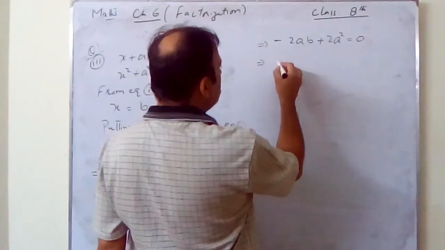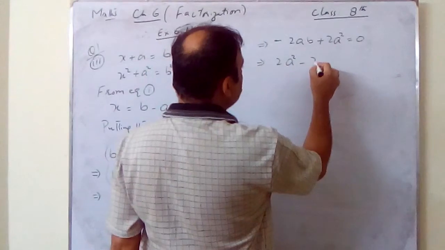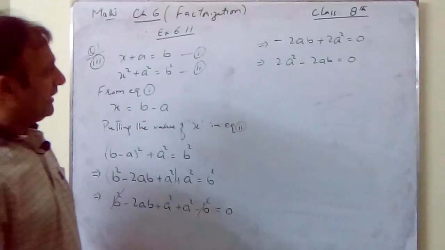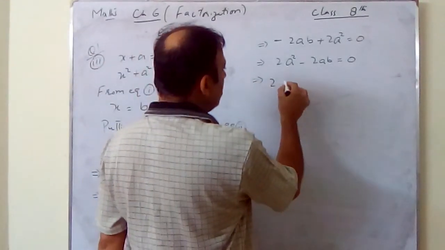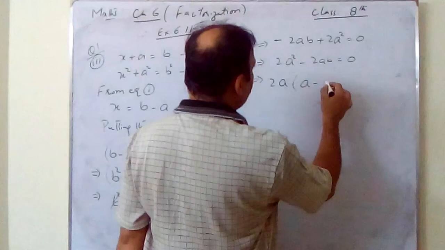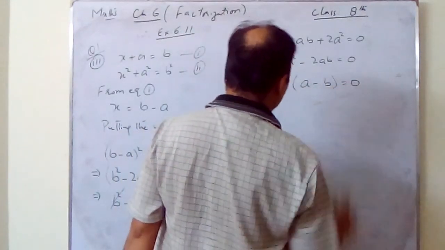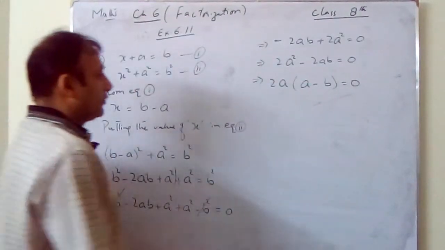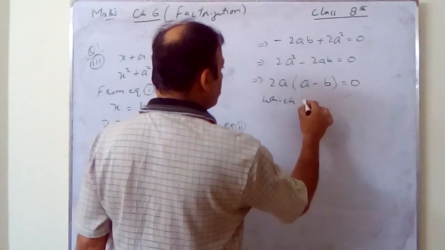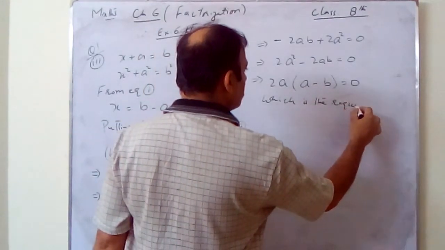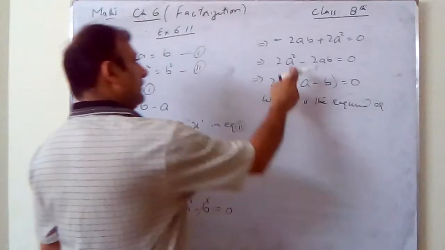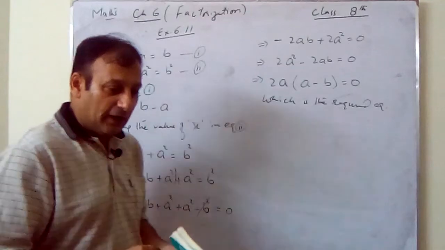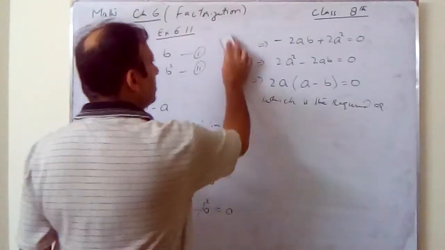Or we can also write 2a square minus 2ab is equal to 0. If you want to simplify more than this, 2a is common, a minus b is equal to 0, which is our required answer. So which is the required equation? So yeah, this is the way how to eliminate.